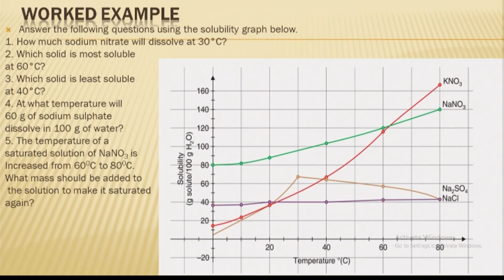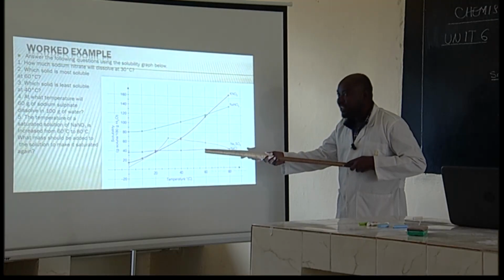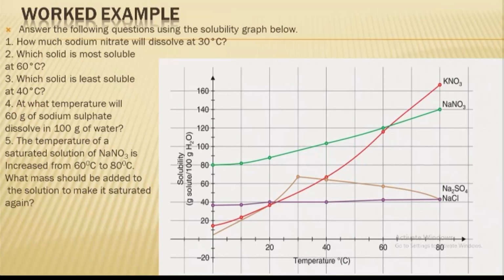Another example, which one is the least soluble at the same temperature? Think about it. Which one? At 60 degrees, we have determined the one which is most soluble. Which one will be the least soluble? Think about it, please. Yeah, it will be the one which has the lowest value. So it is sodium chloride.